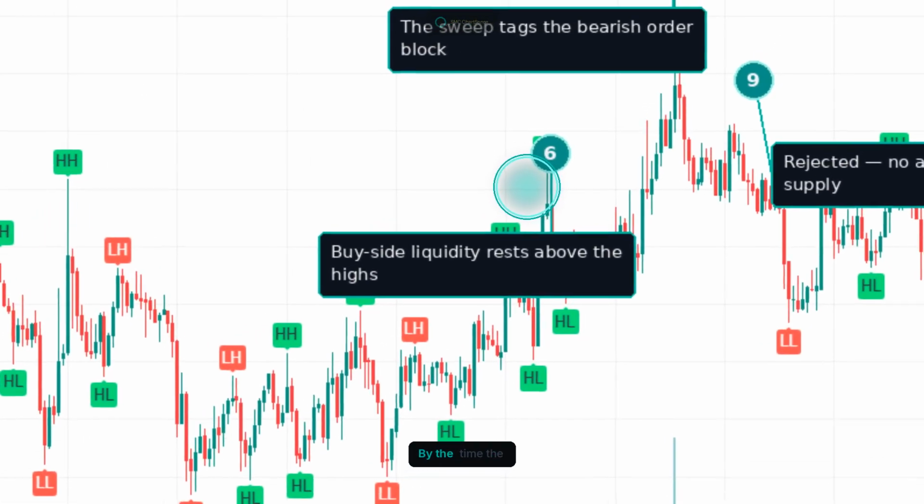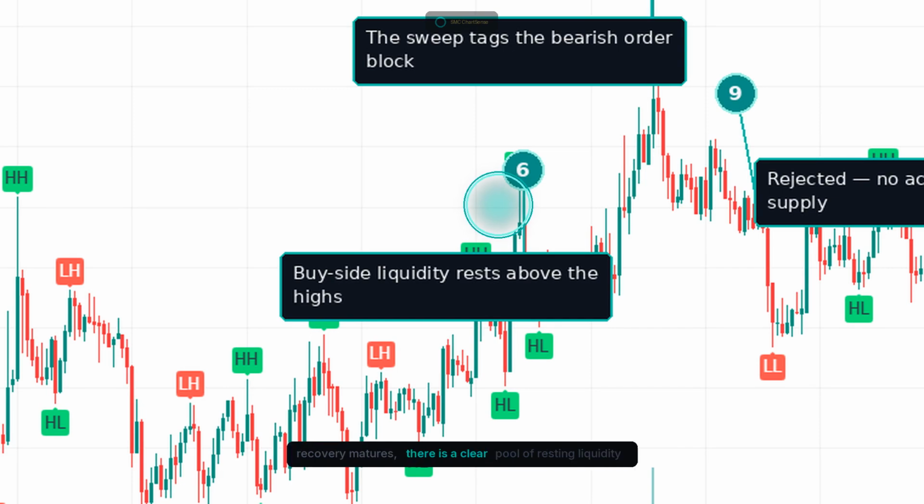By the time the recovery matures, there is a clear pool of resting liquidity above its highs. This is buy-side liquidity, the protective stops of shorts and the breakout orders sitting above a new high, orders that fill if price trades up through the recent swing highs. It is the fuel a sharp move would consume. The more obvious the shelf, the more likely a move eventually reaches up to run it.